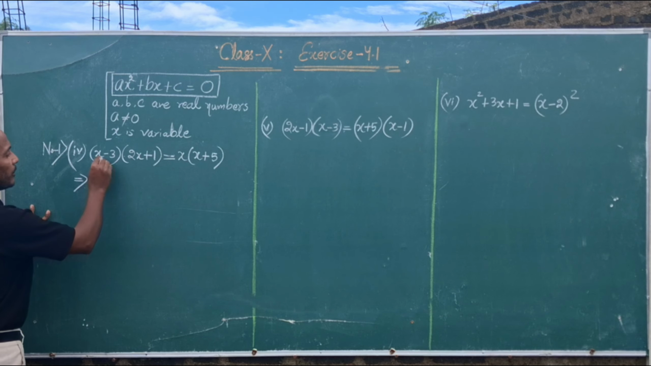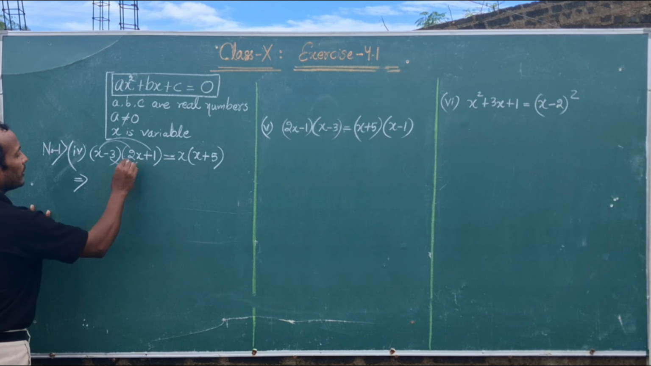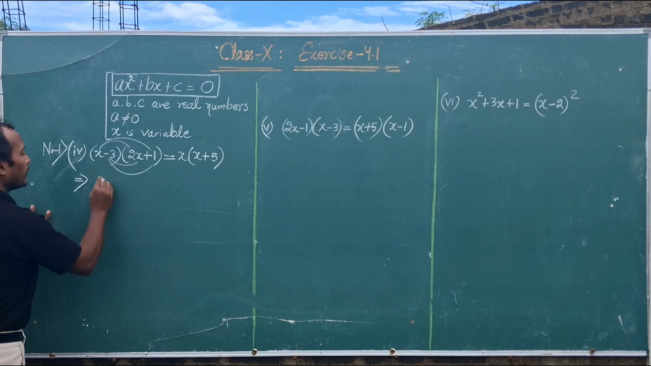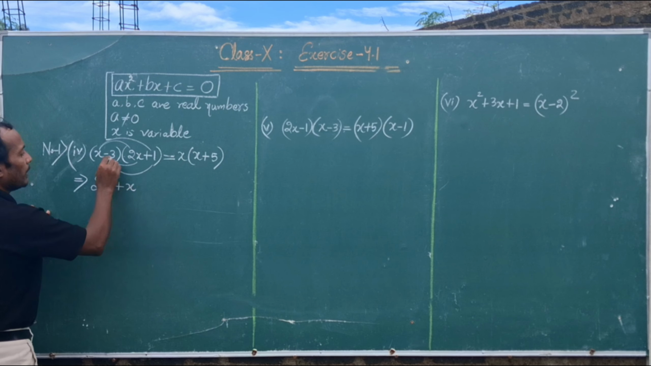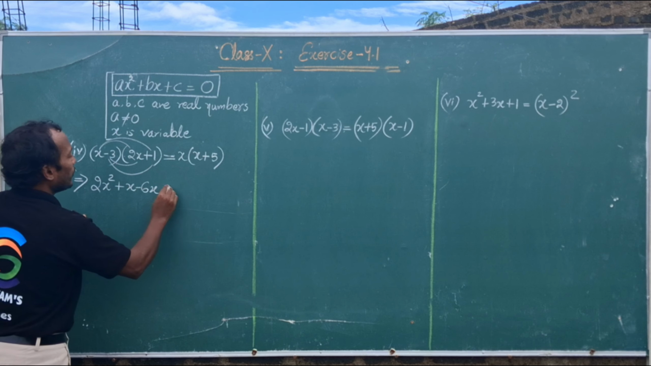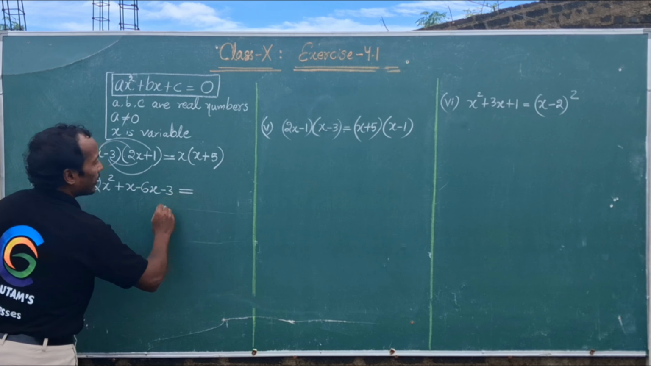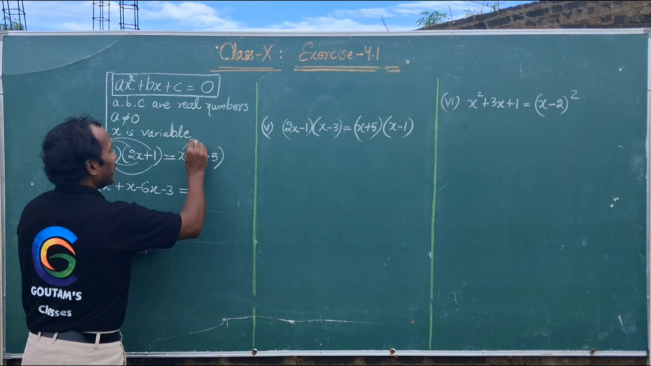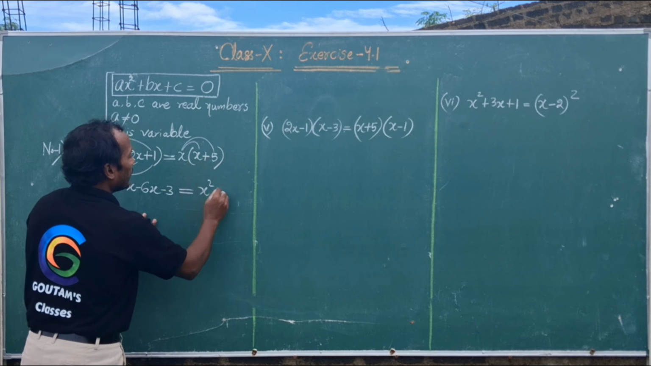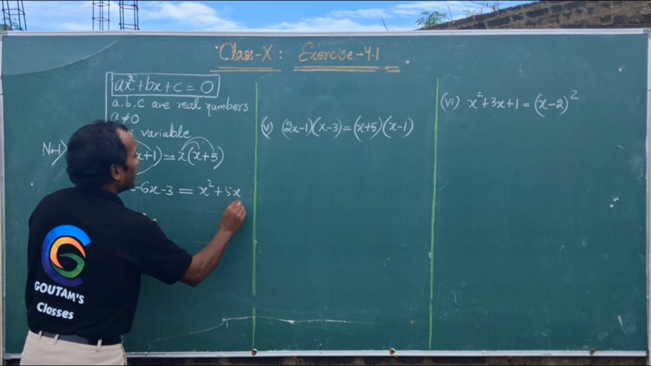Here again by distributive property I can multiply x with 2x, x with 1, minus 3 with 2x, minus 3 with 1. x into 2x gives you 2x square. x into plus 1 gives you plus x. Minus 3 into 2x gives you minus 6x. Minus 3 into plus 1 gives you minus 3. On the right side, again distributive property, x into x and x into 5. x into x is x square, x into 5 is 5x.